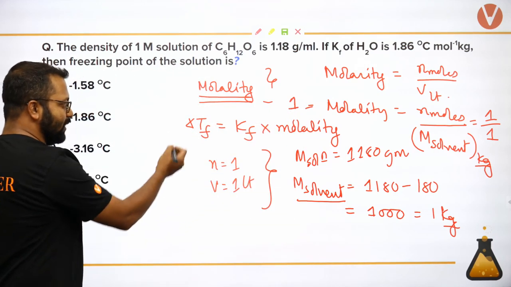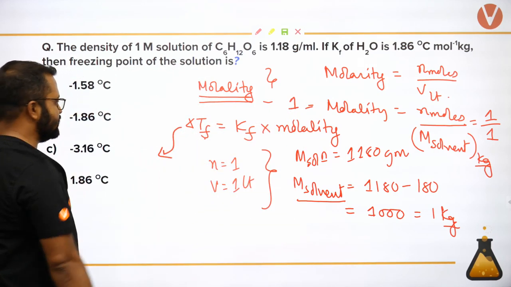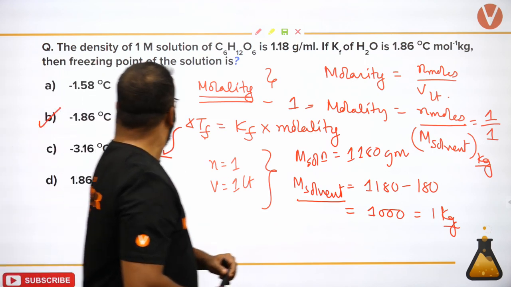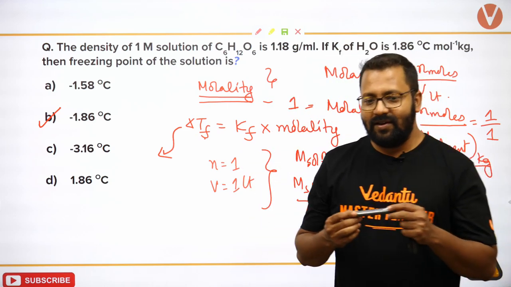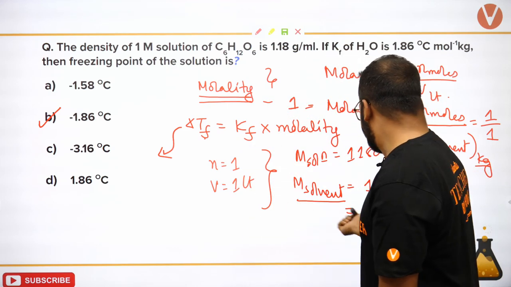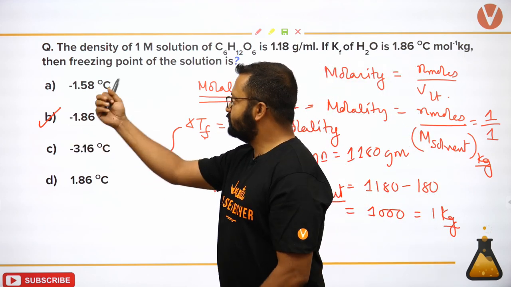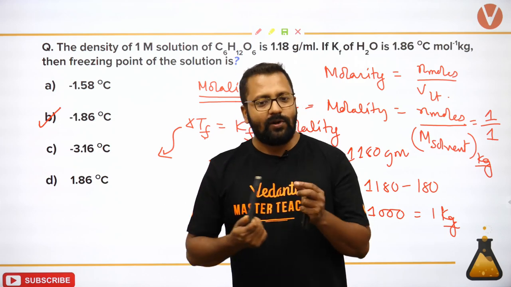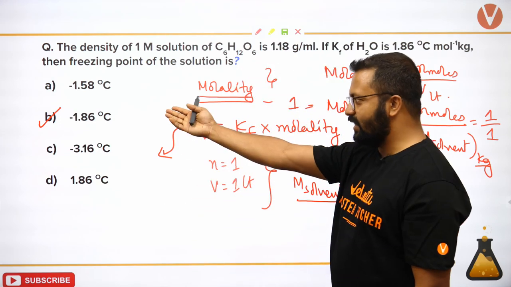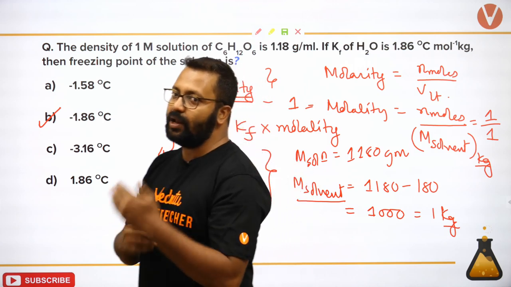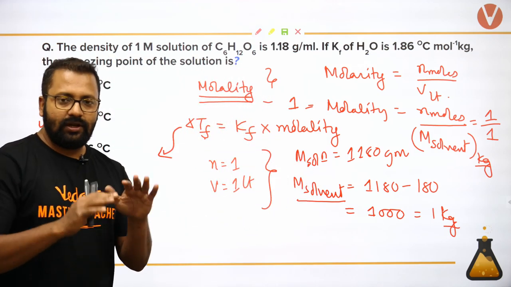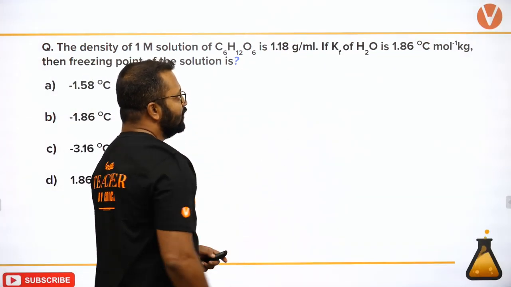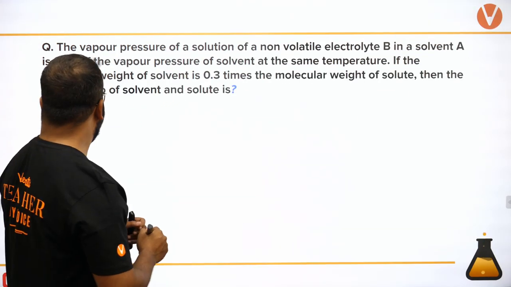So my question becomes pretty easy. Del Tf will be just equal to Kf. The freezing point will be B. Okay, mass of solvent hamara aa gaya 1 kgs. So our freezing point of the solution turns out to be exactly equal to Kf. Bas ek negative sign lag jaye because it is freezing below the temperature at which water freezes. Clear? Chaliye.